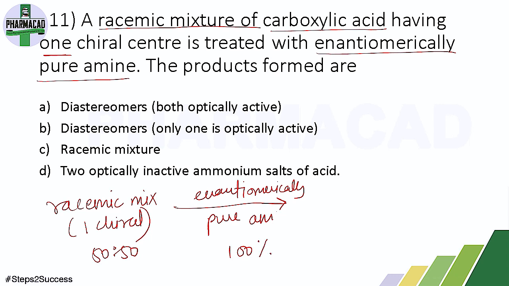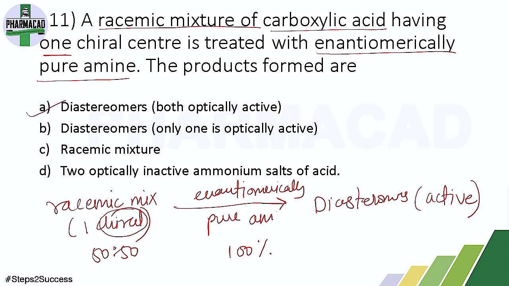See, in this case two salts will form, okay, and both of them will be diastereomers because the chiral part of the acid will not participate in the reaction, so the products will be optically active. Okay, so the answer is option A, diastereomers, both optically active.